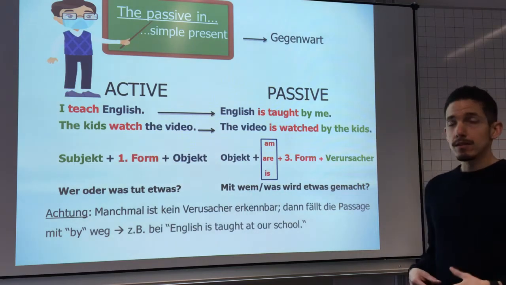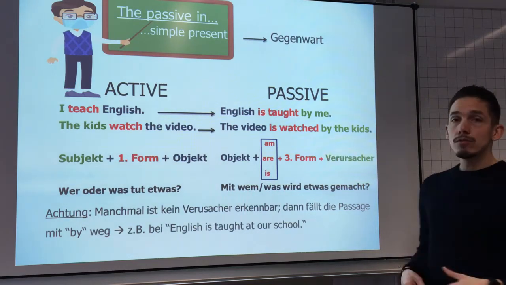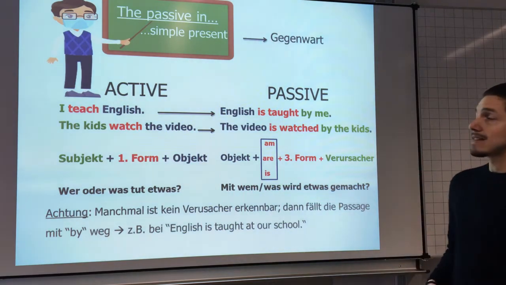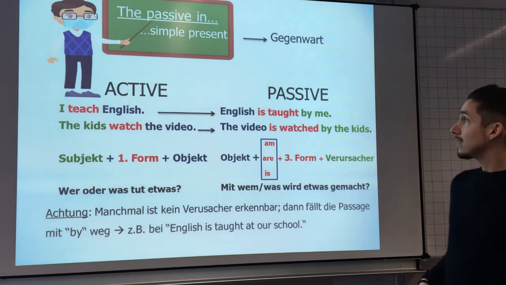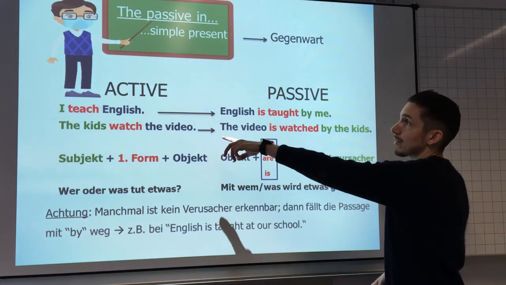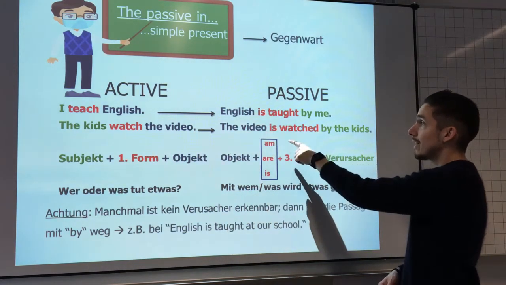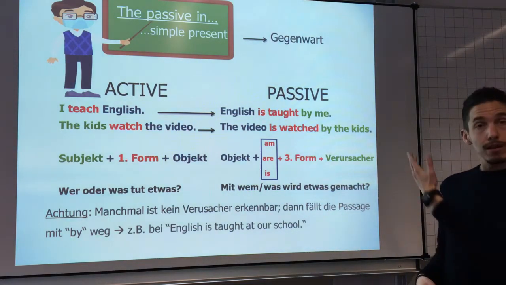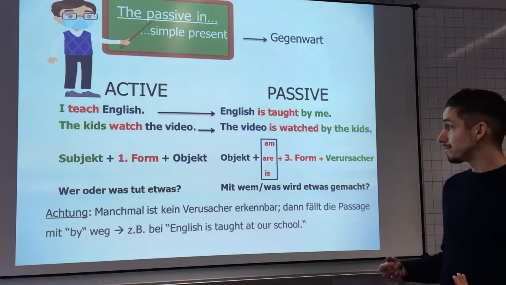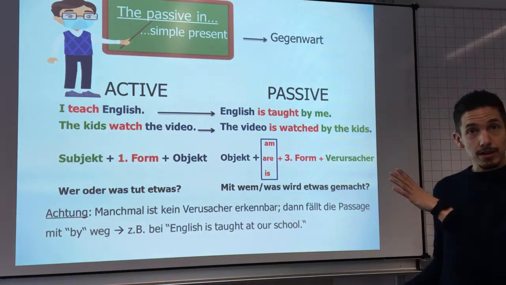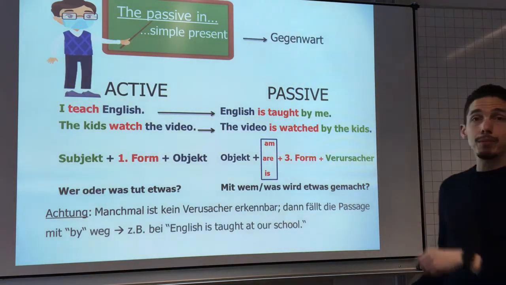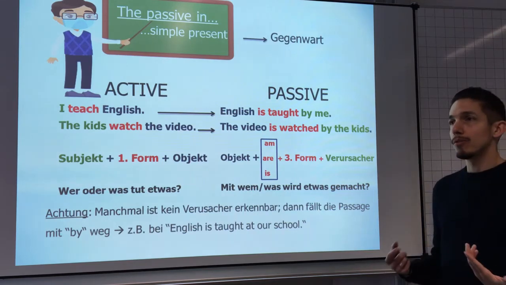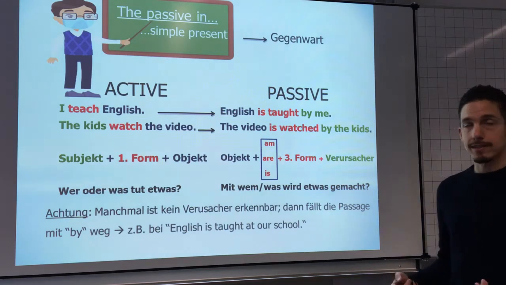Second example, to make it a little clearer: the kids watch the video, active sentence, because they do something actively, and then the passive sentence is the video is watched by the kids. Again, object of the active sentence goes first, then the form of to be, and the third form of the verb, which is a regular verb, so it's just watched with an ed. Now, that is the structure. You should remember it, and it is for the simple present, for things that happen in everyday life, that are repeated, that are habits, stuff like that, okay?